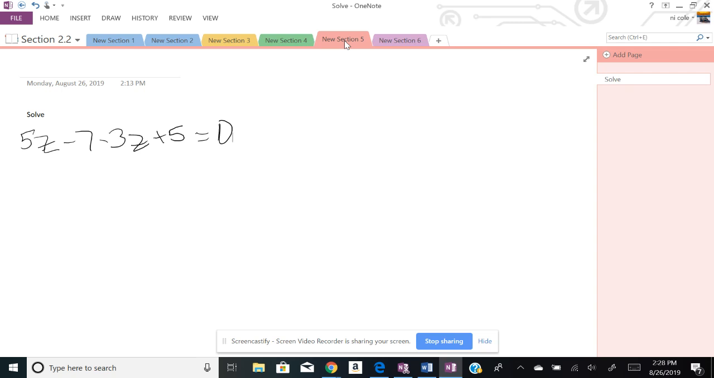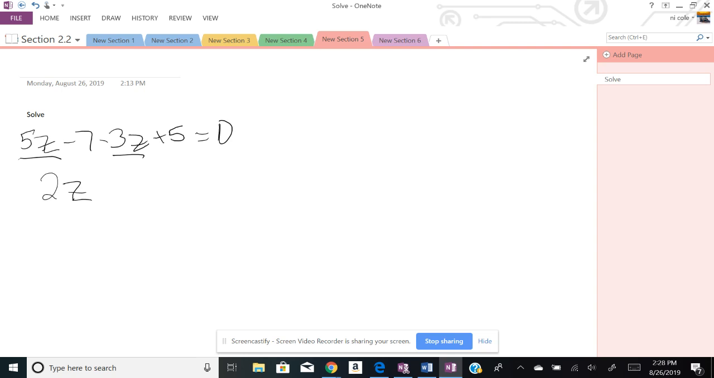Here. Wow, this is a doozy. This looks scary. All right, the first thing I'm going to do is combine like terms. These two are similar, so I'm going to do 5z minus 3z. Well, that gives me 2z.